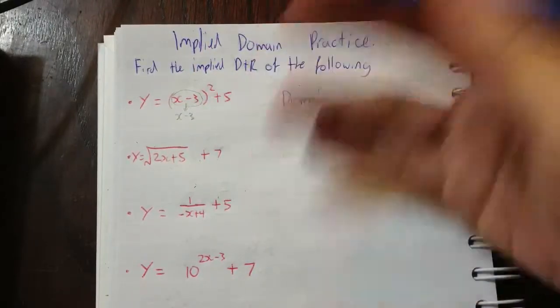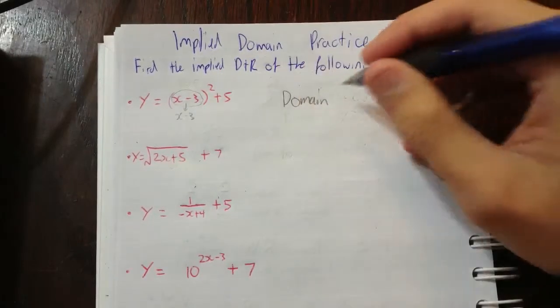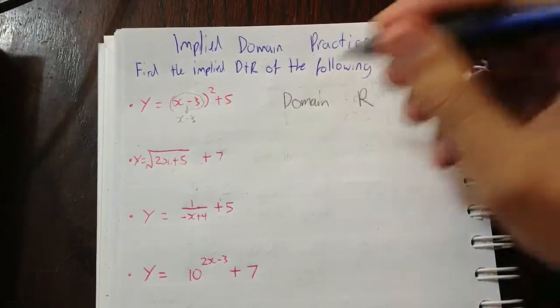What can we put into a square? We can put anything into a square. So x minus 3 can be anything. It can be negative, it can be 0, it can be positive, it can be anything. So domain is all real numbers.